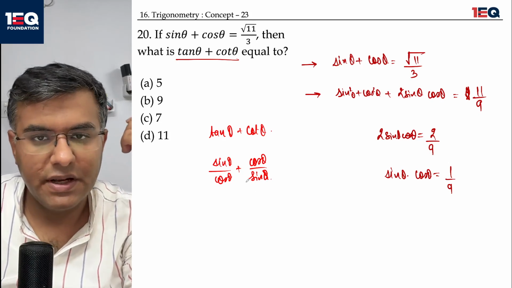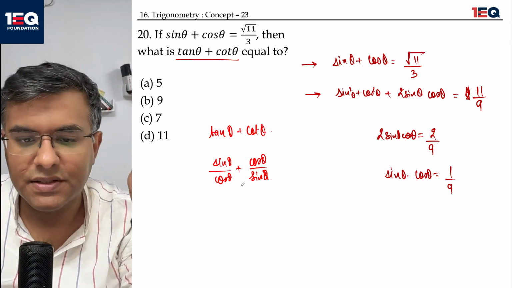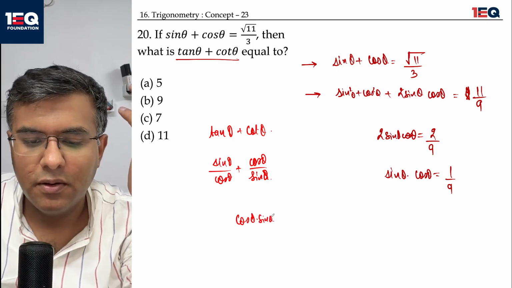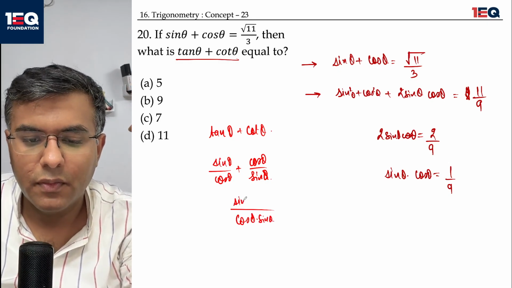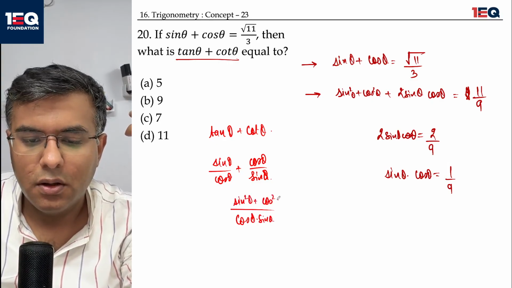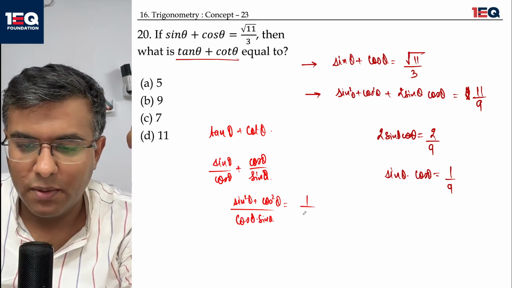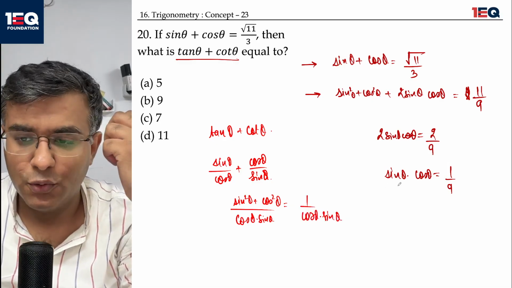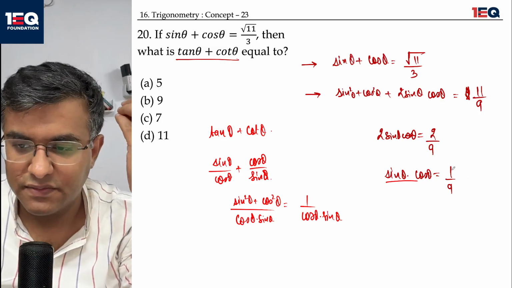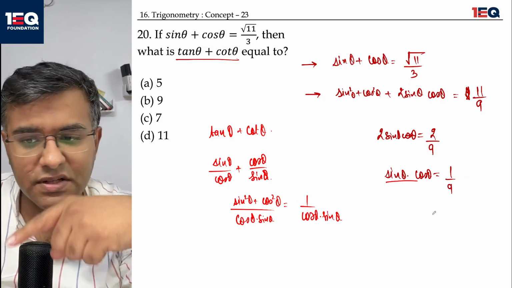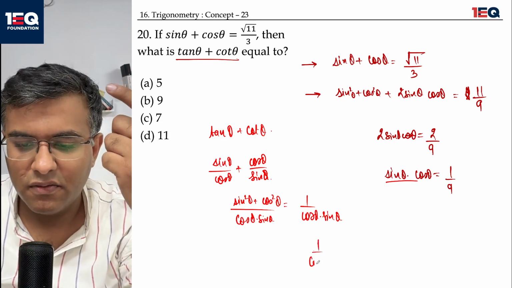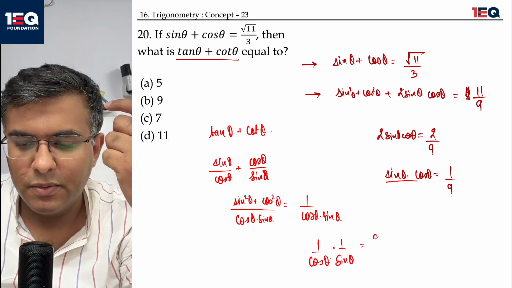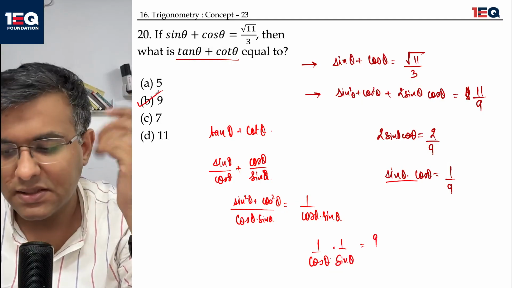I'll take the LCM. The LCM is cos theta into sin theta, and in the numerator we'll get sin square theta plus cos square theta, which would be equal to 1 upon cos theta sin theta. We already have the value of sin theta multiplied by cos theta, which is equal to 1 by 9. We just need to put a reciprocal to it. So the value of 1 over cos theta into 1 over sin theta would be equal to 9. So that's it. That is our answer.